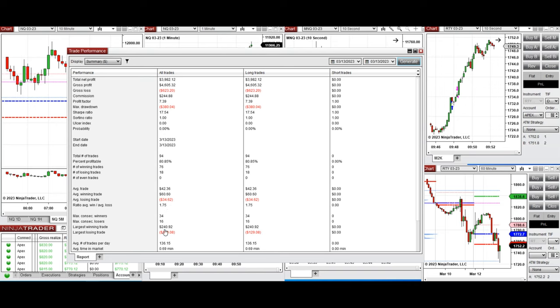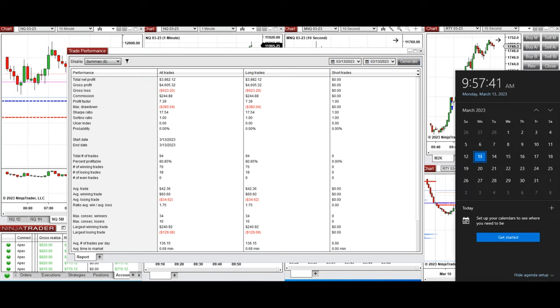And the largest winning trade was 240 and the largest losing trade was 129. So I hope this trace taken by the PAAT system is useful for you for fast scalping and any time frame or style of trading. And let us know if you have any questions.